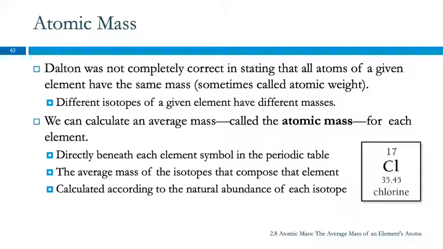So Dalton was not completely correct when he stated that all atoms of a given element have the same mass, because different isotopes have slightly different masses. But that doesn't mean we throw out the theory, it just means we modify the theory. We can calculate an average mass. This is called the atomic mass for each element.